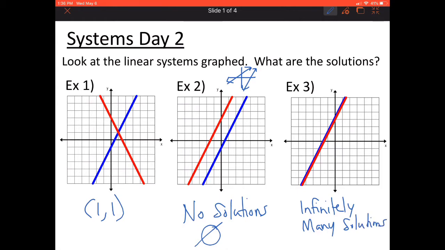All right, so when we have linear systems, so a system with two lines, we could have them intersect at one point, like example 1. They could never intersect because they're parallel, like in example 2, so there'd be no solutions. Or they could be one line graphed right on top of the other one, so they would intersect at every point, which would have infinitely many solutions.